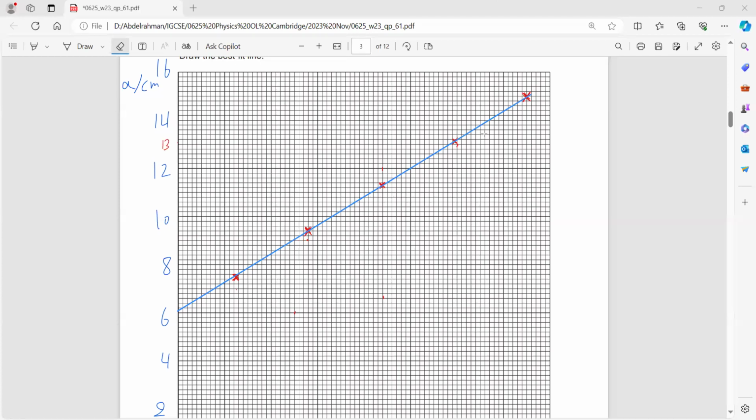ايه سؤالك؟ هم. معلش, هو لما انا برسم اللاين.